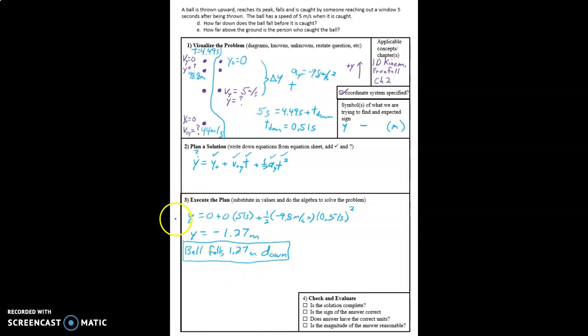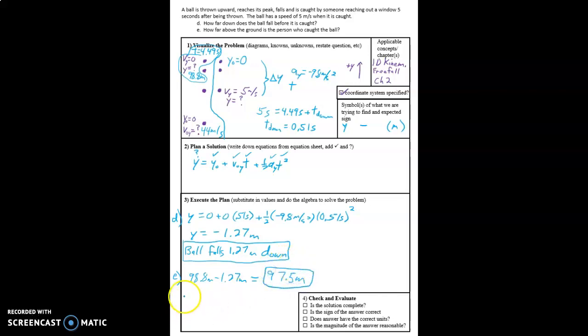Part E, so this is part D. Part E asks us for how far above the ground is it when it's caught? Well, we know this is 98.8 meters up here. All of this stuff went with that peak point, and it goes down by 1.27, so 98.8 meters minus 1.27 meters equals 97.5 meters. And that's our answer to part E.